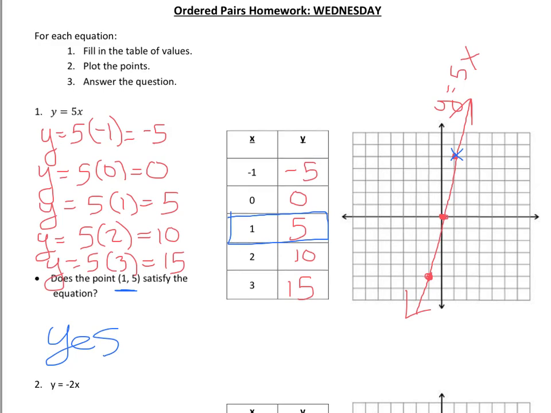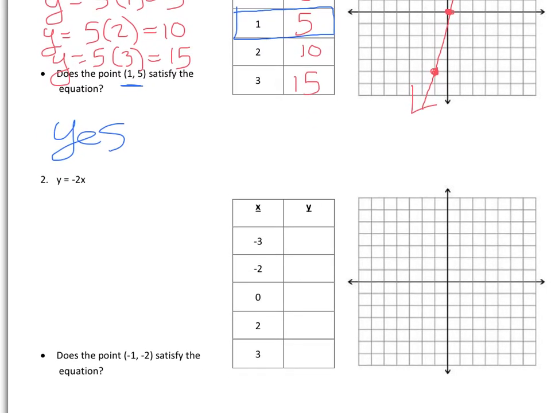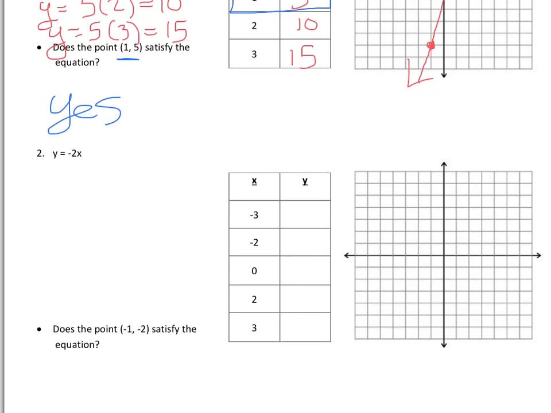Right now, what I would like you to do is to please try number 2 down here. And then I'll look tomorrow that you completed the whole front of this page.